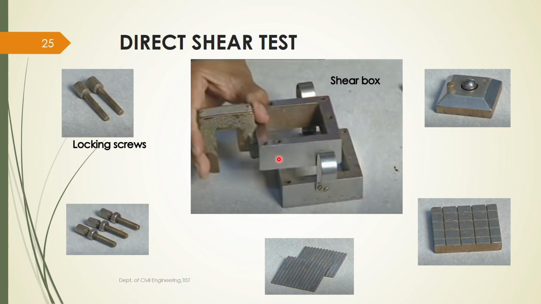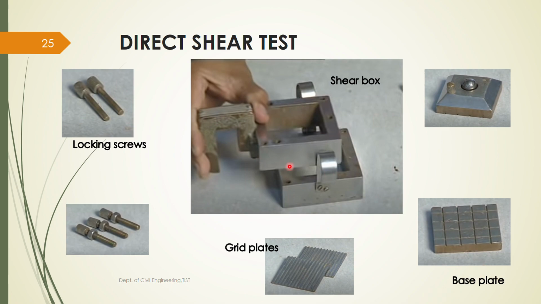Then we'll start the soil preparation, or sample preparation. First you have to keep the base plate. This is the base plate. So initially the base plate will be inserted and then you will be keeping the grid plates. These are the grid plates. One of the grid plates will be inserted above the base plate.